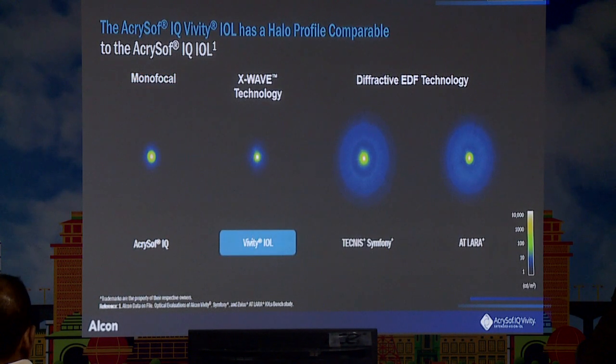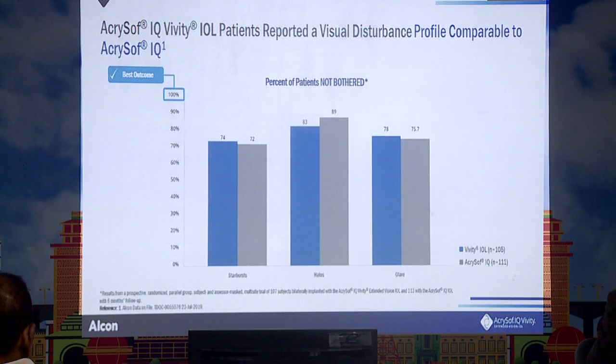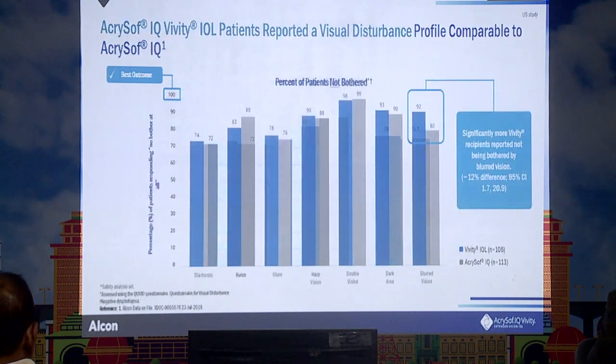And the halo profile, once they compared it, was equivalent to the IQ lenses, so you can say there are nearly no visual disturbances, or as good as Acrysof IQ lenses, whereas with Technic Symphony and Alcon the halos are more in these lenses. So the patients who were implanted with VBT lenses reported visual disturbances which were quite comparable to Acrysof IQ lenses, at the same time giving almost equal distance visual acuity and good intermediate and near also.